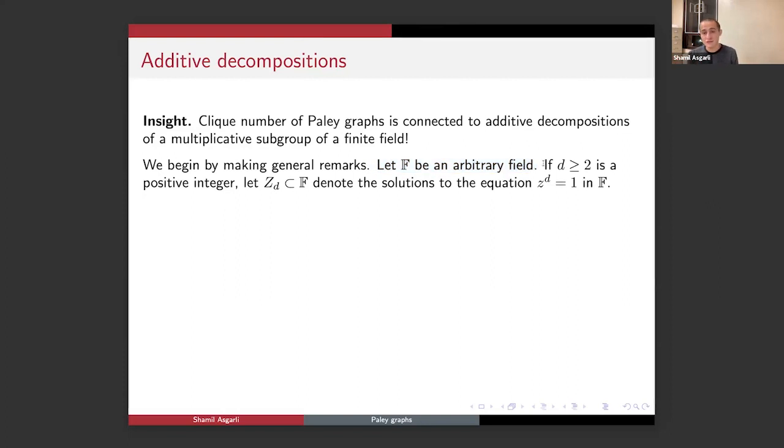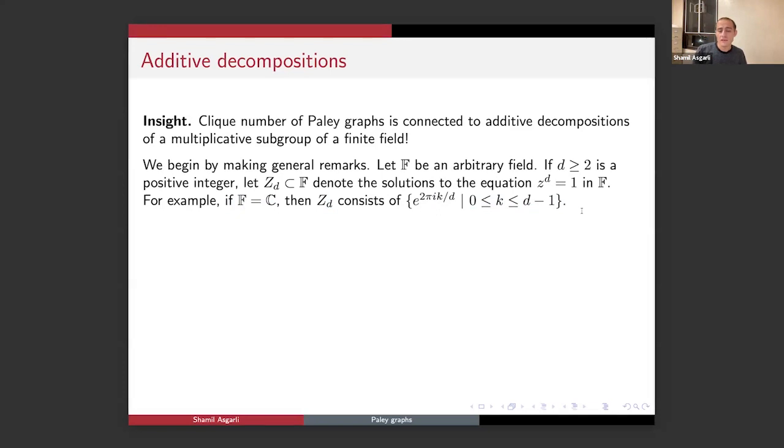And if d is an integer at least 2, then Z_d is going to denote the solutions to the equation z to the d equals 1. So this is just elements which are dth roots of unity in the field. So if the field F is the field of complex numbers, then we're familiar with the set Z_d. Z_d consists of a bunch of points on the unit circle. In particular, it consists of all elements of the form e to the power of 2 pi i k over d, where i is the imaginary number and k is an integer between 0 and d minus 1 inclusive.